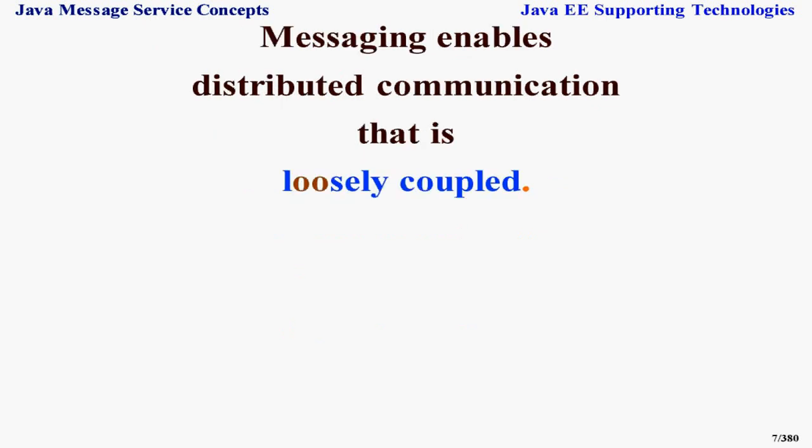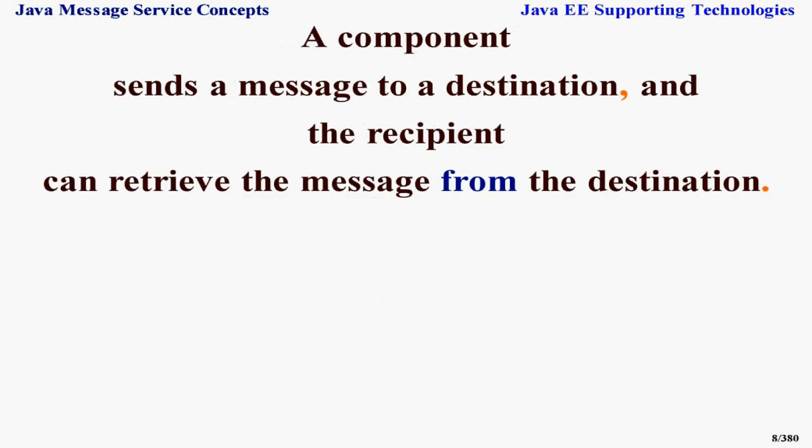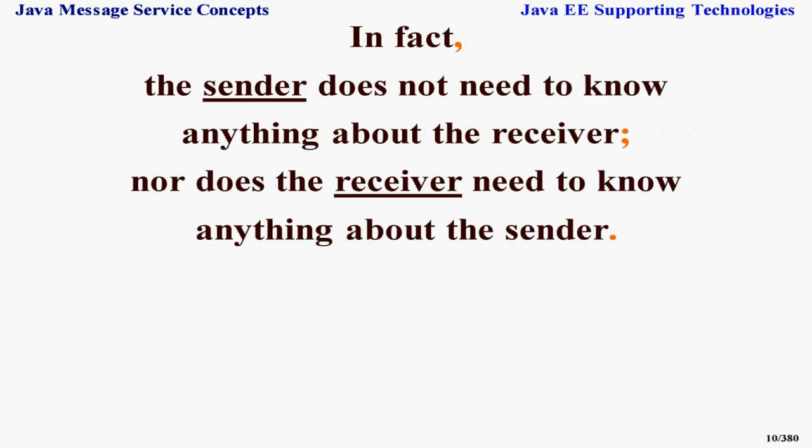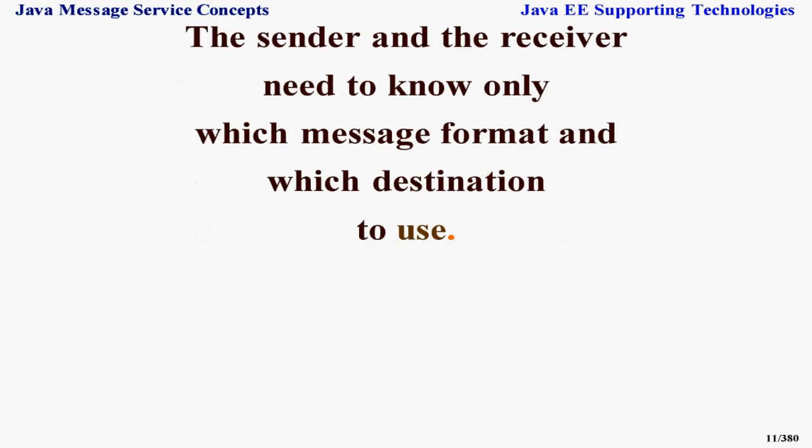Messaging enables distributed communication that is loosely coupled. A component sends a message to a destination, and the recipient can retrieve the message from the destination. However, the sender and the receiver do not have to be available at the same time in order to communicate. In fact, the sender does not need to know anything about the receiver, nor does the receiver need to know anything about the sender. The sender and the receiver need to know only which message format and which destination to use.